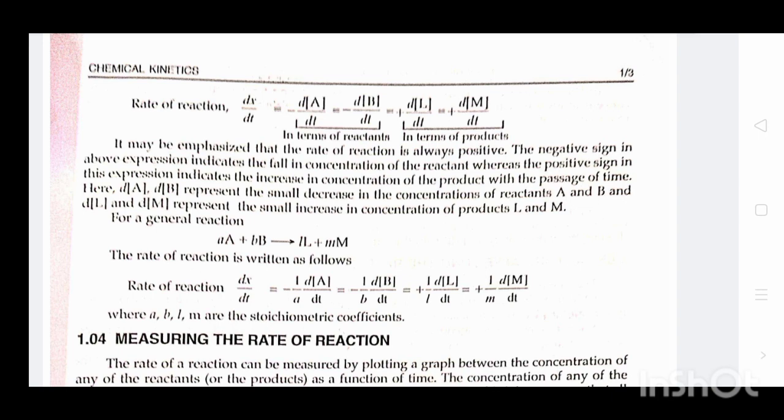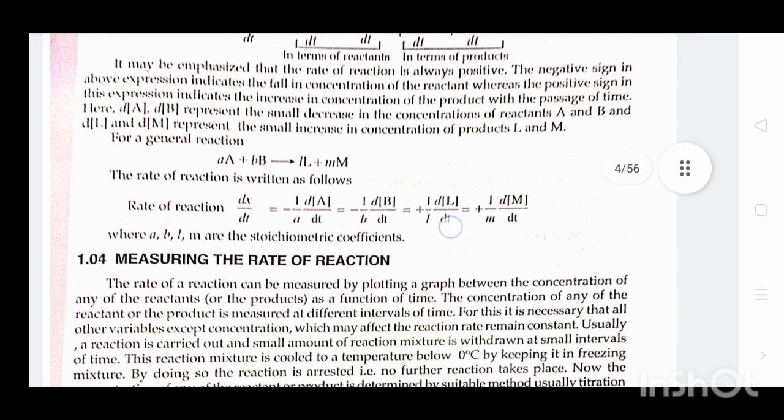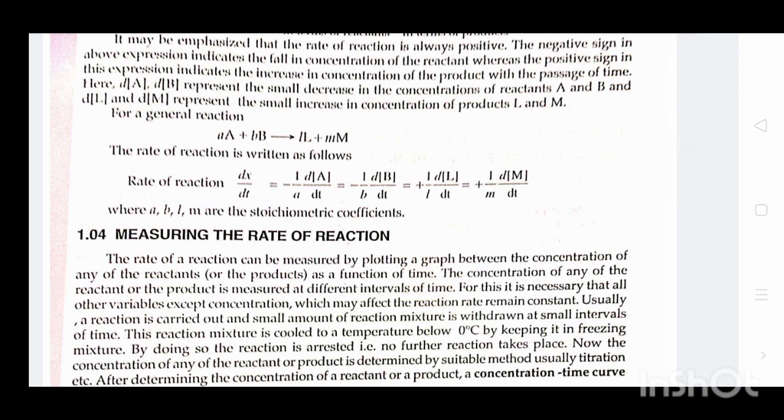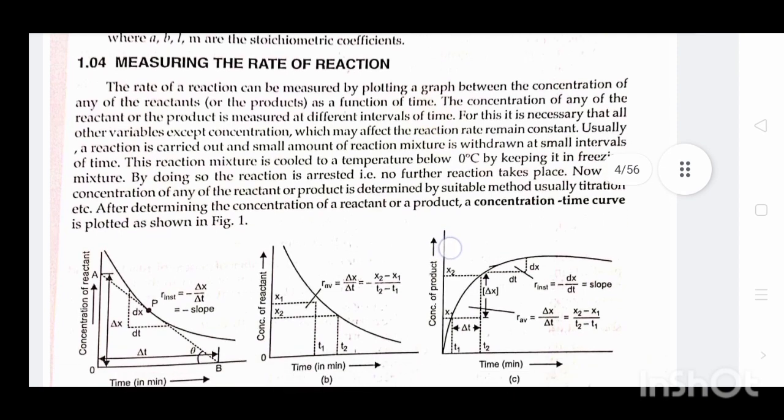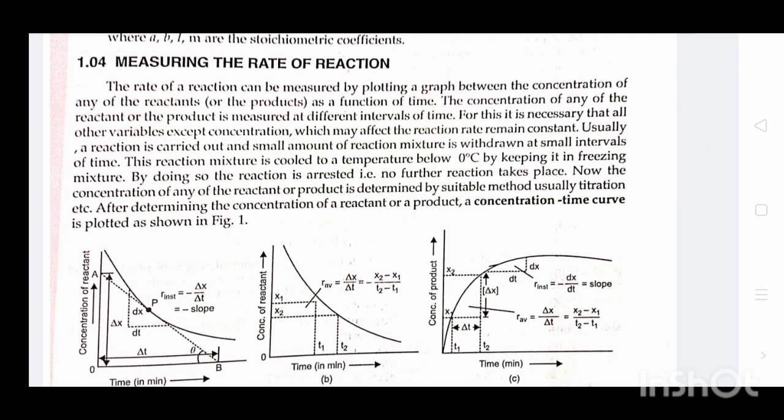For a general reaction, aA plus bB equals lL plus mM, the rate of reaction is written as follows, where a, b, l, m are stoichiometric coefficients. The rate of reaction can be measured by plotting a graph between the concentration of any of the reactants as a function of time. The concentration of any of the reactants or the products is measured at different intervals of time. For this, it is necessary that all other variables except concentration which may affect the reaction rate remain constant.